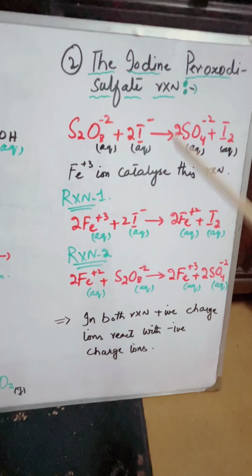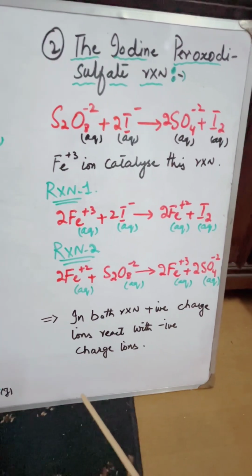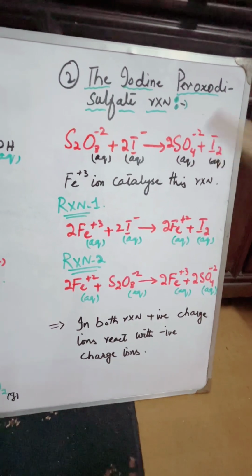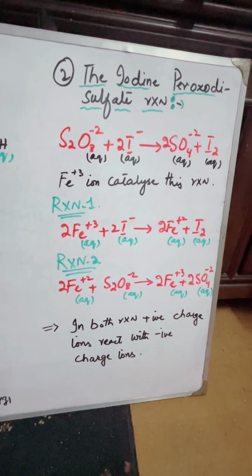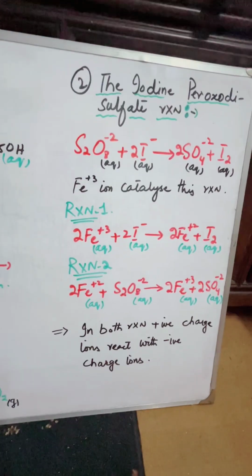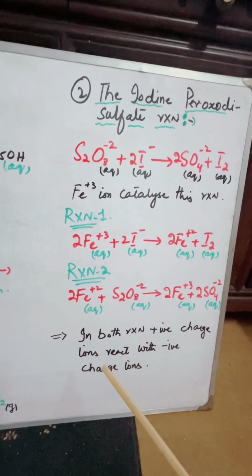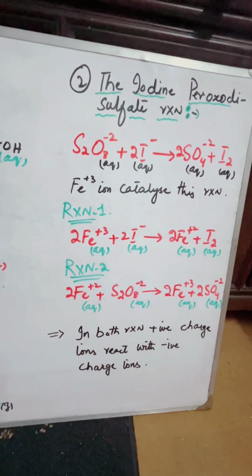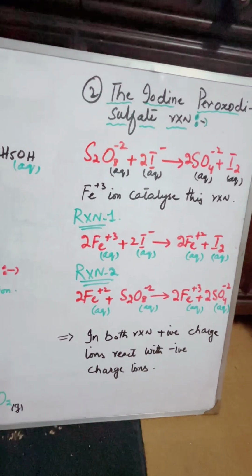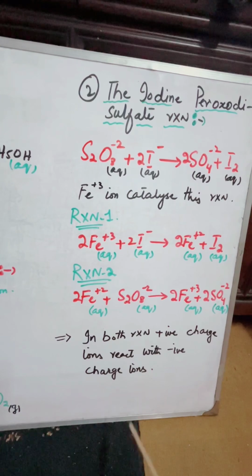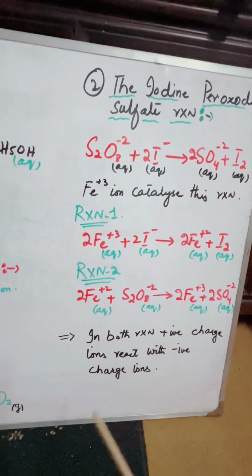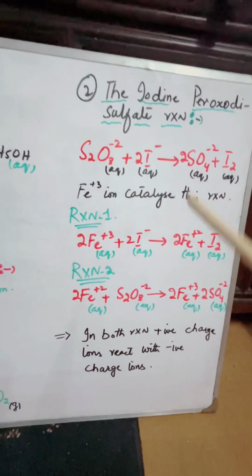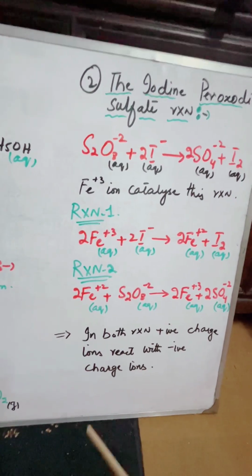Now students, let's see an example of the iodide peroxodisulfate reaction. Students, this is also an example of homogeneous catalysis. In this case, the peroxodisulfate ions oxidize iodide ions to iodine, and this reaction is very slow. Why? Because students, both these ions have a negative charge. In order to collide and react, these ions need considerable energy to overcome the repulsive forces. So we need a catalyst.